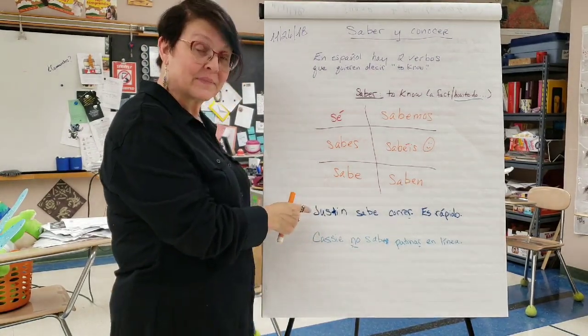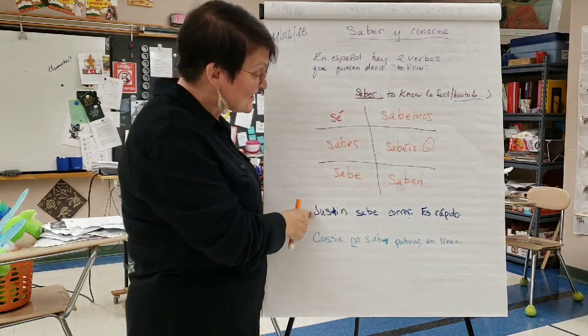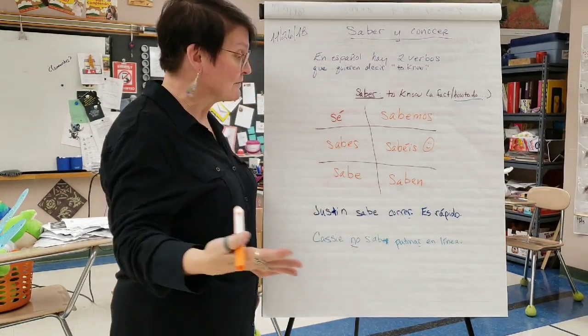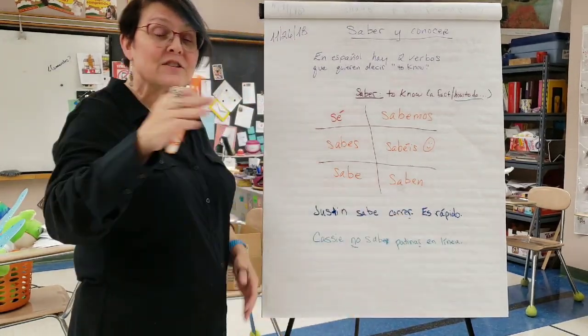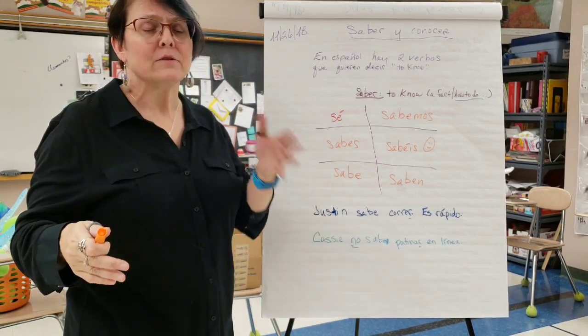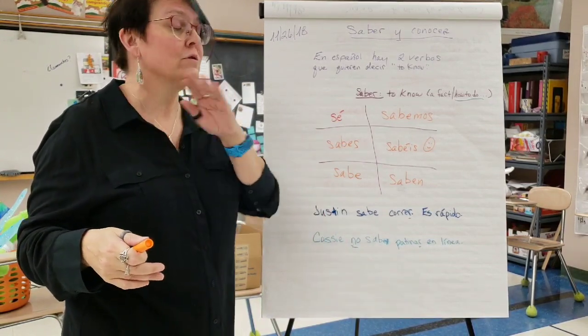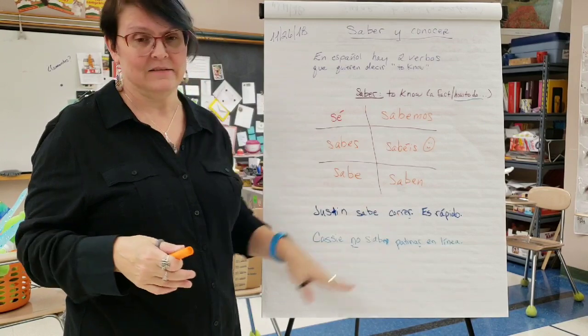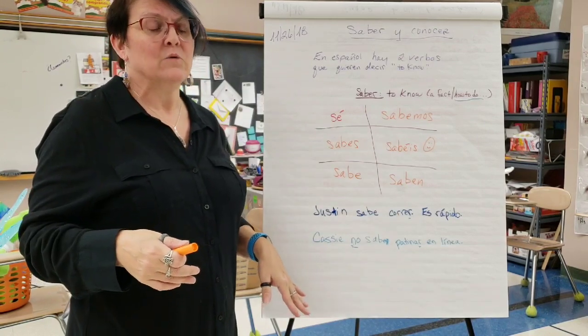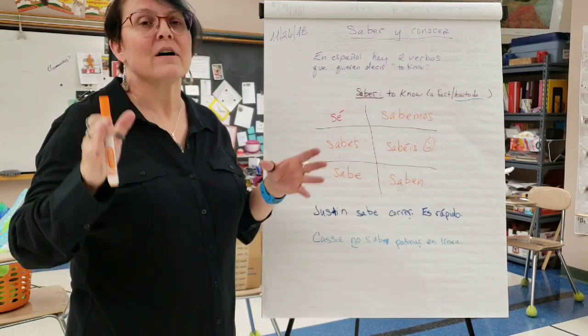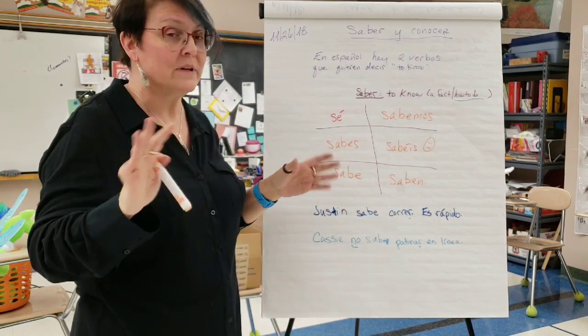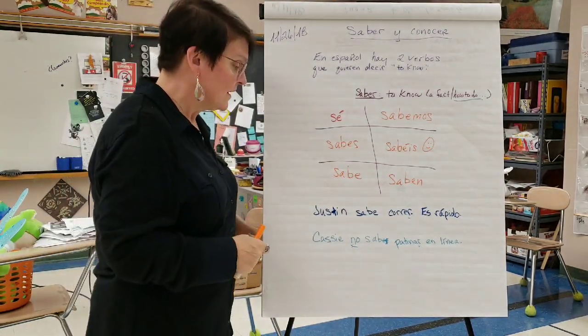So Justin, let's give him a compliment today. Justin sabe correr. He knows how to run. Es rápido. Justin es muy, muy rápido. Yo no soy rápida para nada. Una tortuga es más rápida que yo. So, yeah, a turtle's faster than I am.